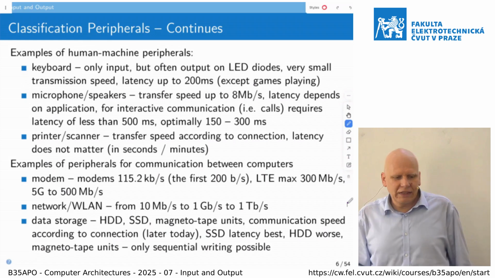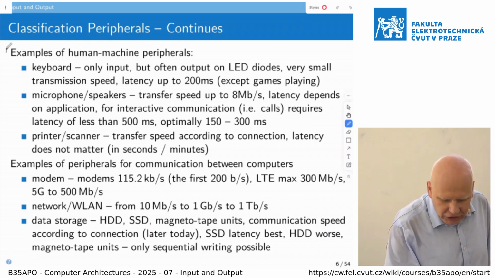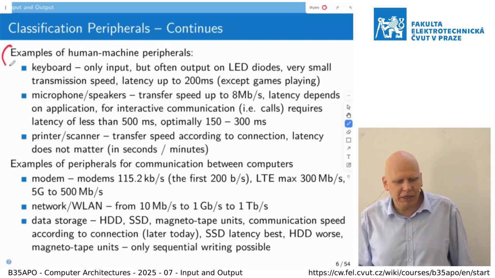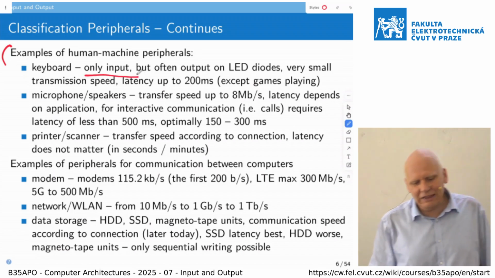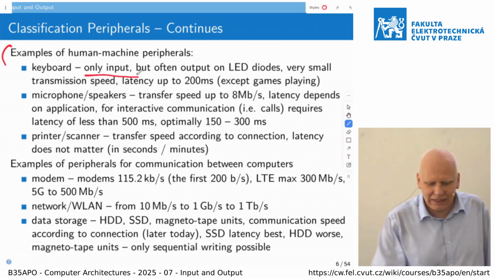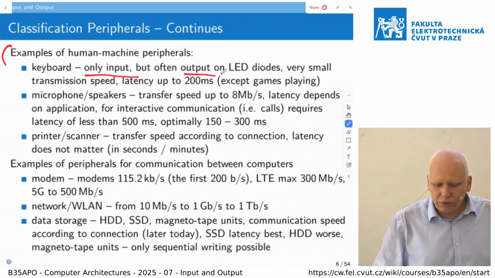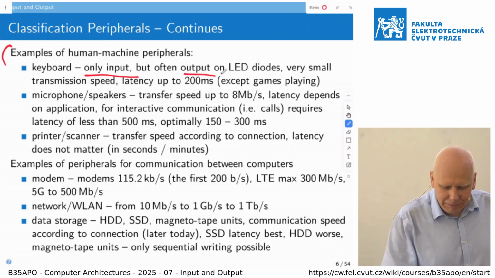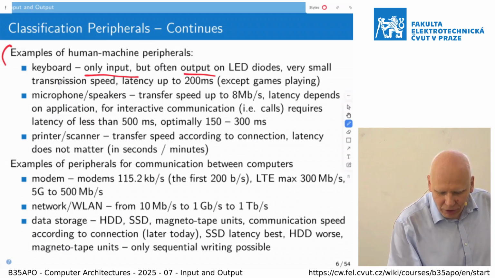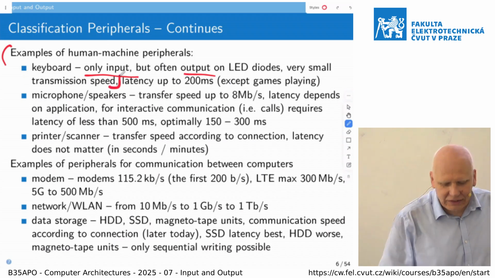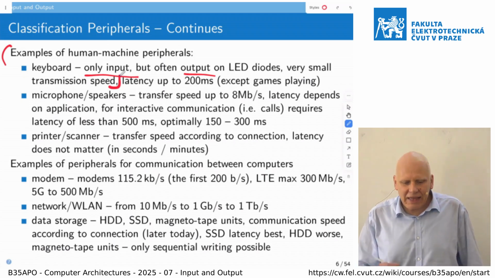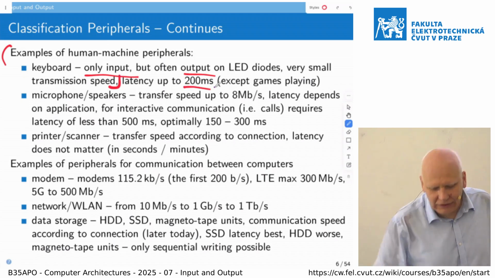If we look at examples of human-machine interfaces and peripherals, you know the keyboard. It is considered an input device, but it has output to control the LEDs, to set the repeat rate, and so on. So it is in fact an input-output device, and the latencies are not critical.